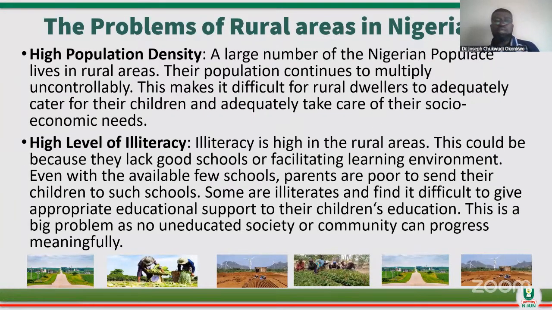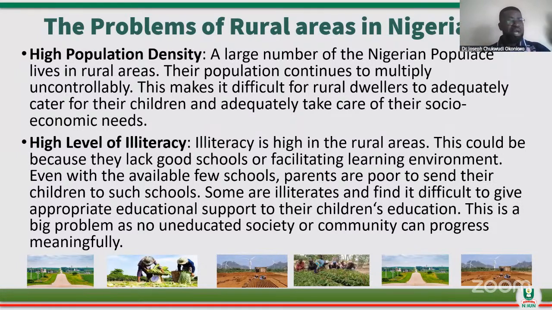For rural infrastructure. The next is high population density. If a large number of the Nigerian populace live in rural areas, their population continues to multiply uncontrollably. This makes it difficult for rural dwellers to adequately cater for their children and adequately take care of their socioeconomic needs. This is a problem. High population density.